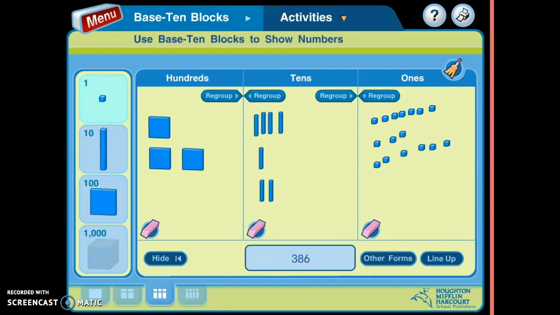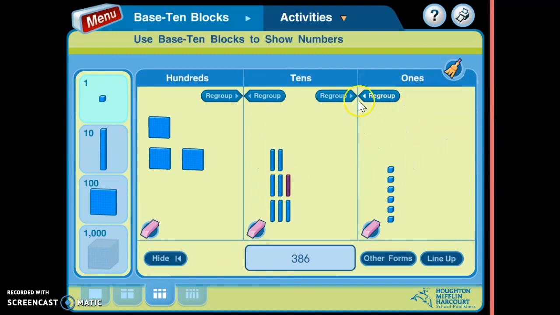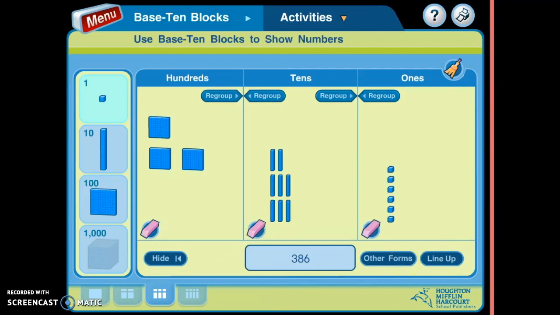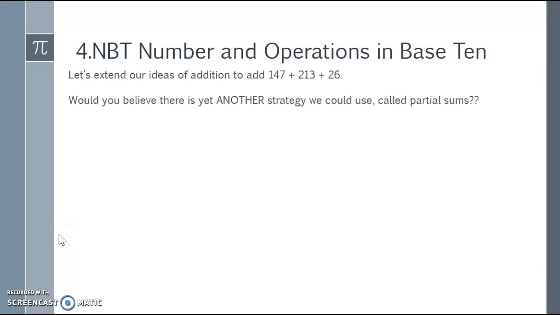I see that in my ones column, I have a bunch of ones that I could gather up to regroup into tens. I'm going to do that. And I have 1, 2, 3, 4, 5, 6, 7, 8 tens. So I don't have enough to regroup my tens to 100. So overall, I have 386 pieces. Would you believe there is yet another strategy we could use called partial sums to add?